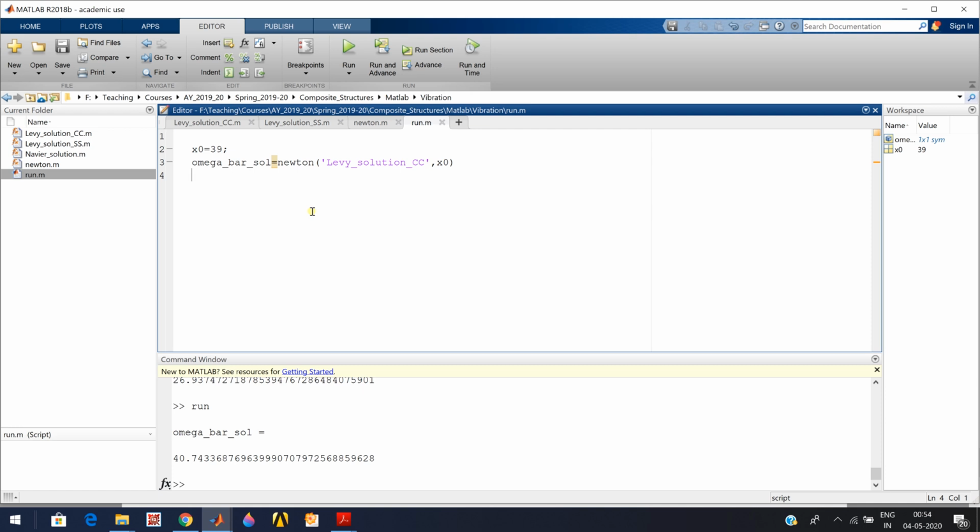So with this, I will end this lecture here. What I will suggest is that you modify this code which I have given for other boundary conditions, and try to reproduce those numbers. With that, let me end here. See you in my next lecture.